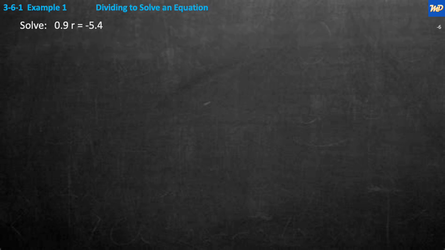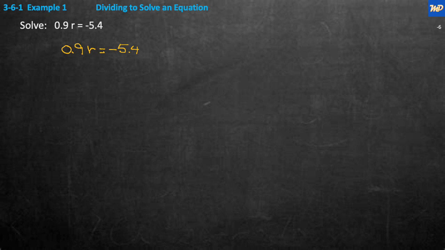Okay, example 1, dividing to solve an equation. The equation here is 0.9r is equal to minus 5.4. We want to solve for r. Going back to our rules, what are the procedures? Get the variable by itself, and the variable must have a 1 coefficient. So right now I'm going to rewrite this: 0.9r is equal to minus 5.4.